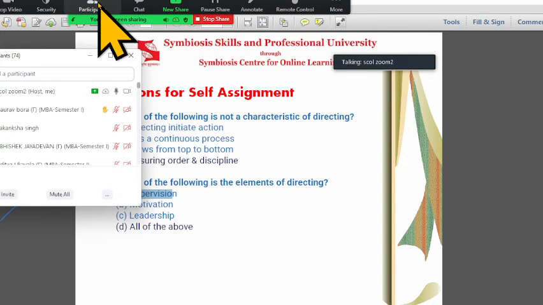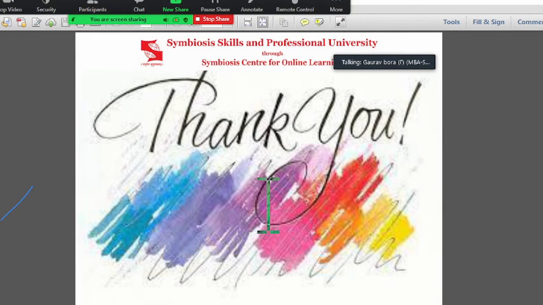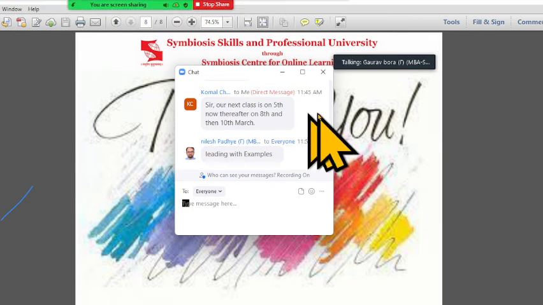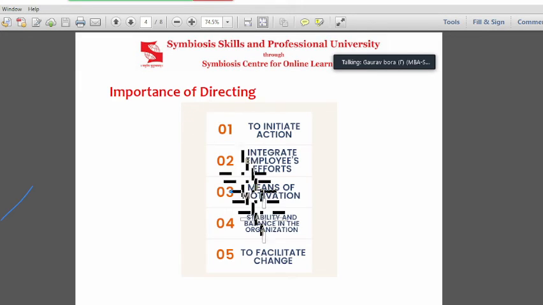Gaurav, you want to say something? Yes, sir. I had a doubt on the 5th point of directing, to facilitate change, sir. Could you please explain it to me?